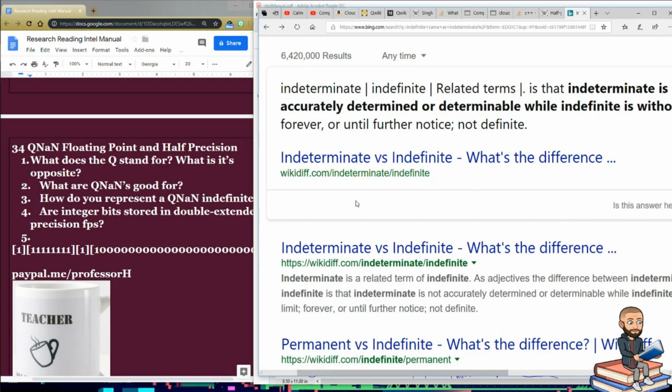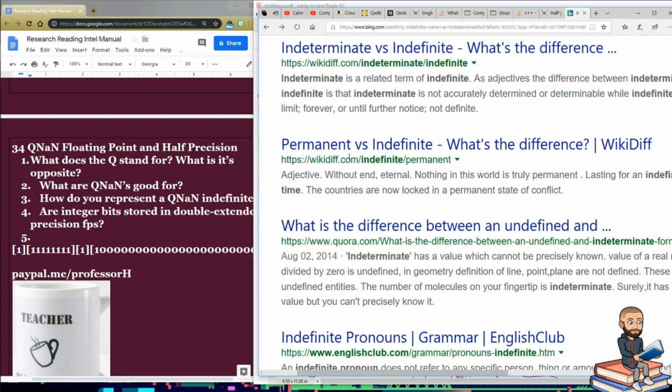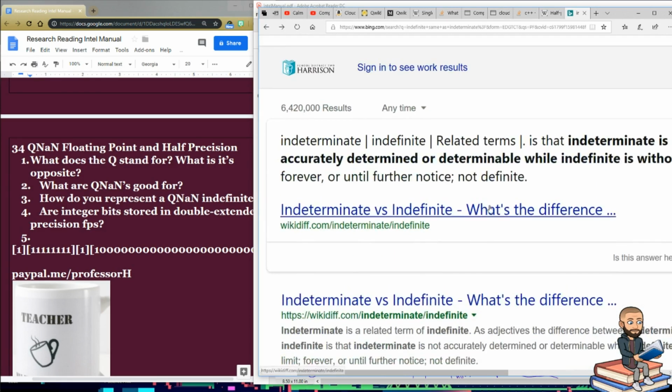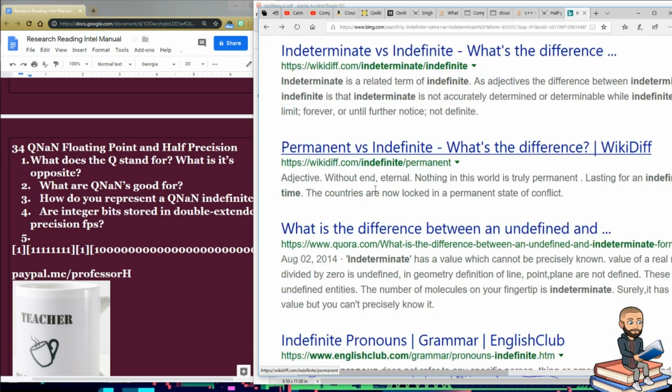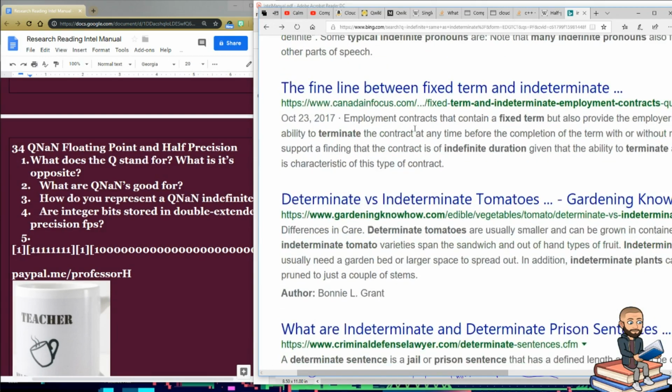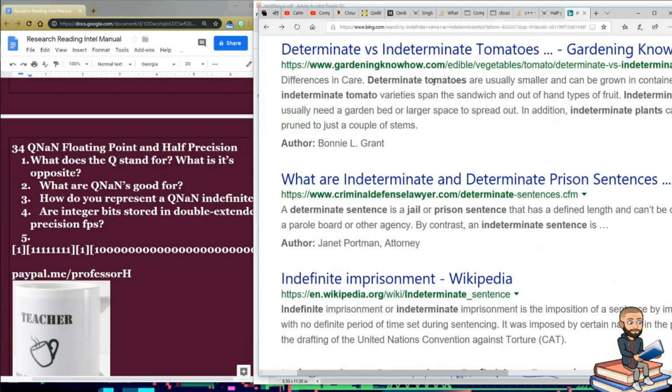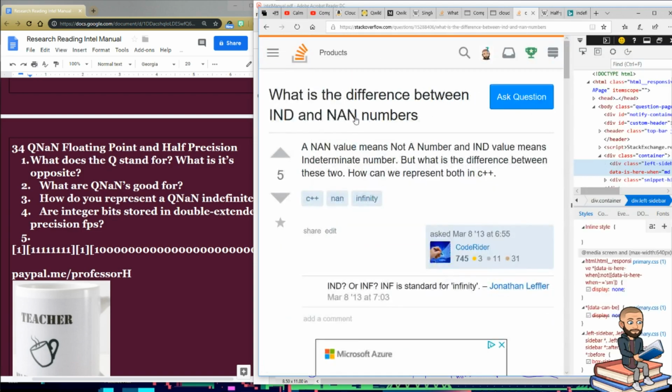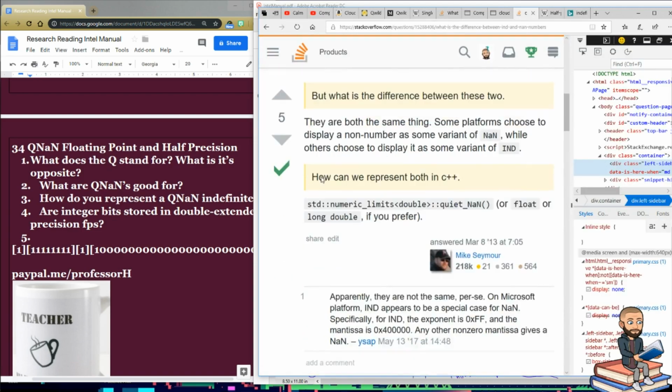But here we are with indeterminate. And if you look through the results, basically they all seem to say the same thing, that indefinite is without end. But I just have such a problem with that, because isn't that what an infinity number is? In a variety of other contexts, though, you'll see that there are indefinite prison sentences. There is indeterminate tomatoes. I don't know. But let's go back to that Stack Overflow question.